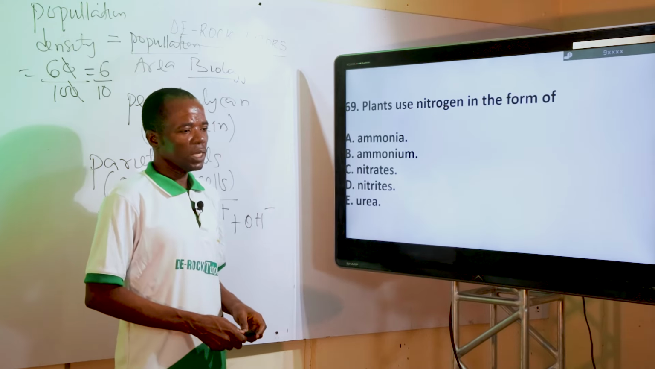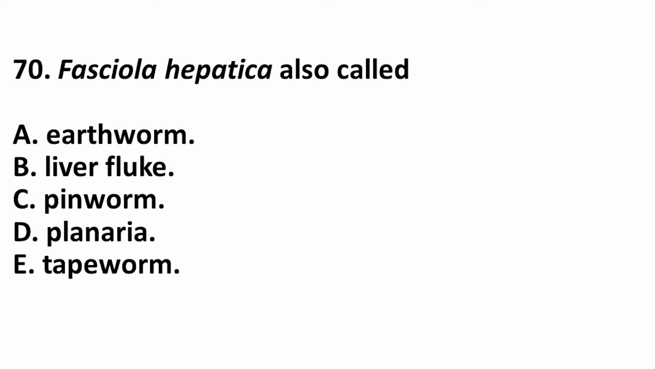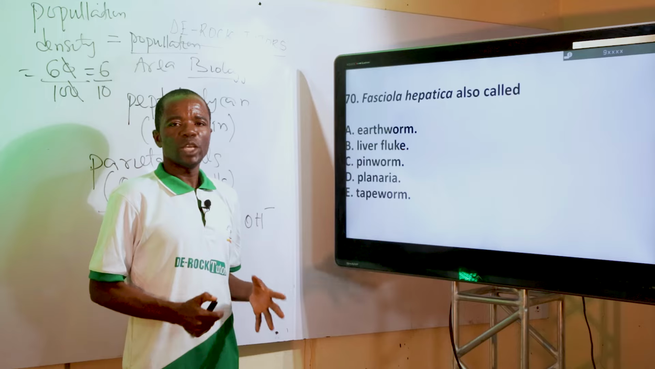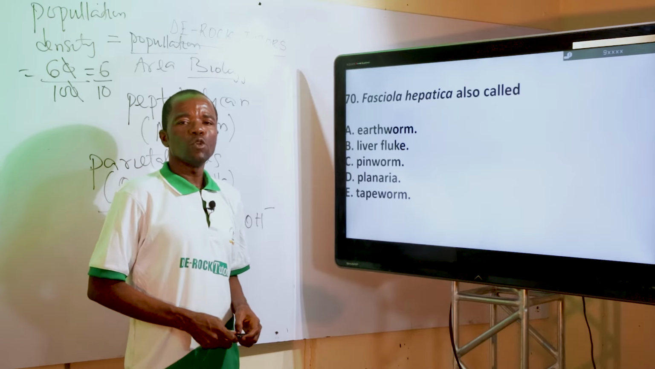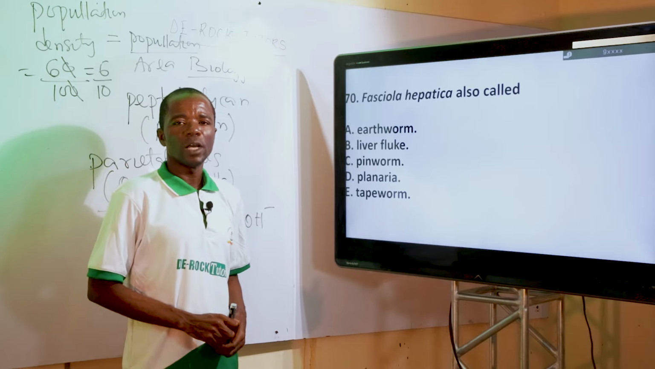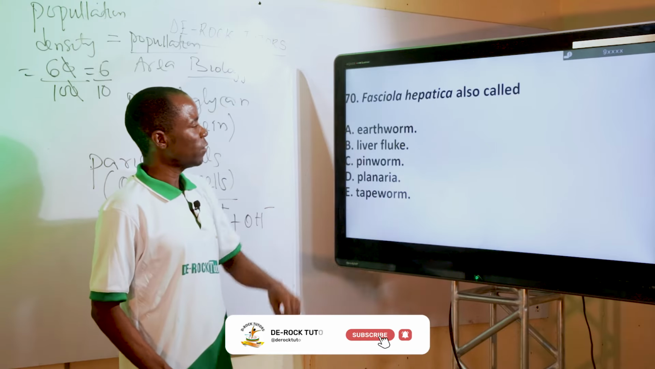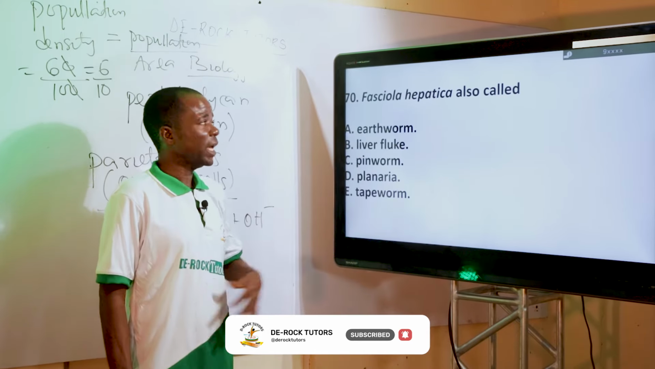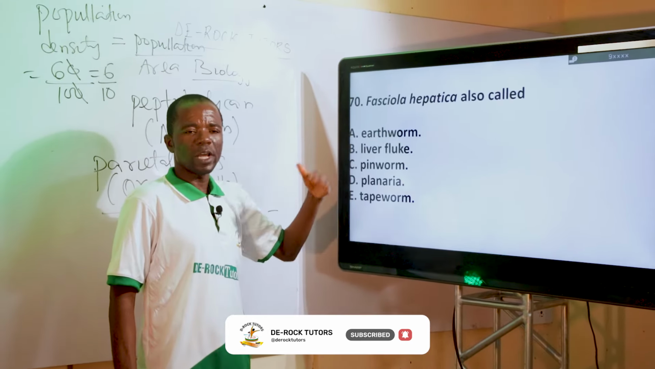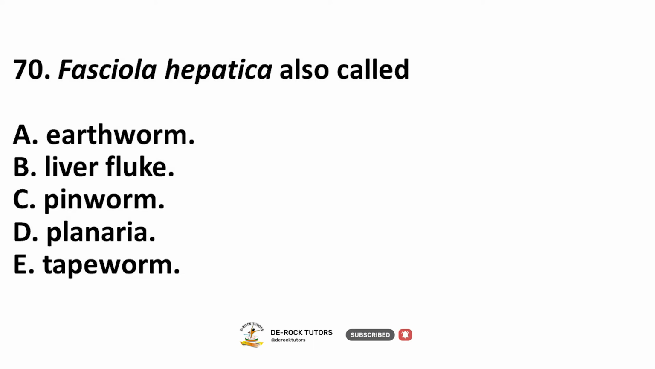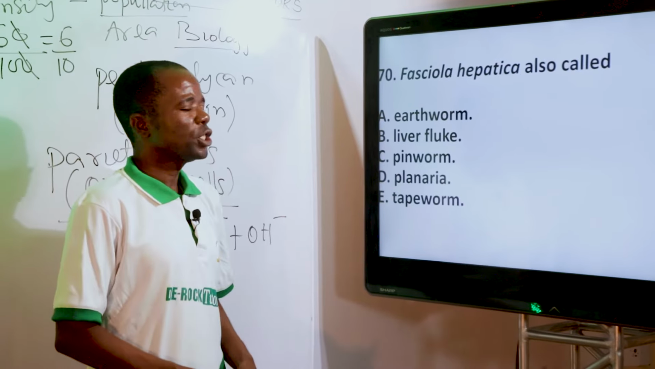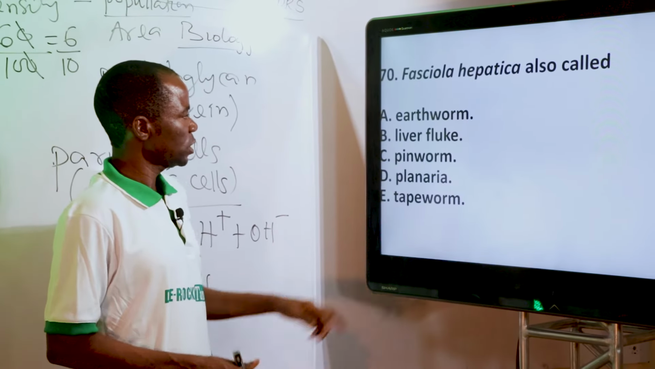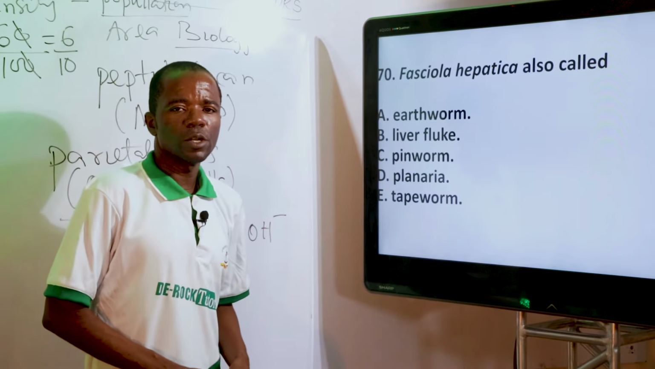Let's go to the 70th question. Fasciola hepatica is also called that. There is a particular endoparasite called liver fluke, and the scientific name for liver fluke is Fasciola hepatica. It affects the liver. Hence the name hepatica. We know that the word hepatic has to do with the organ liver. So liver fluke is also called Fasciola hepatica. So for number 70, the correct answer is option B.